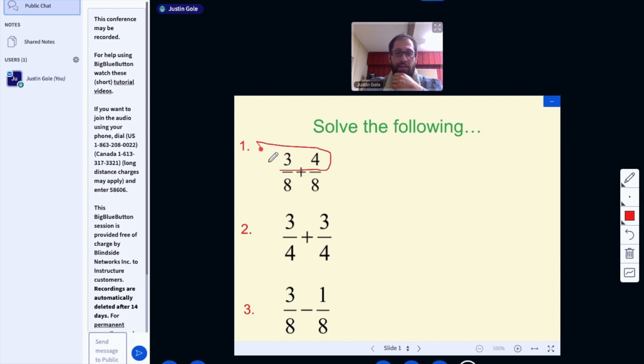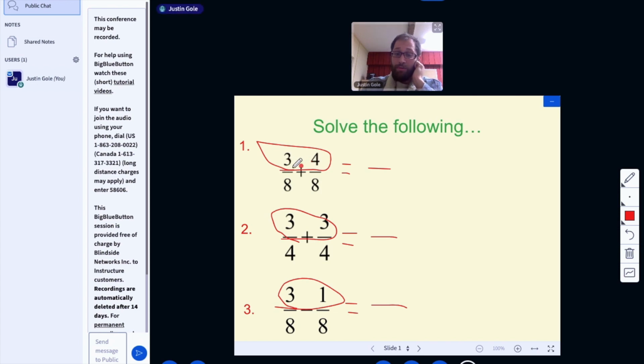We have these terms right here. These are called the numerator. Big fancy word. What that means is the top of the fraction. The bottom is called the denominator. Numerator, top, denominator, bottom.